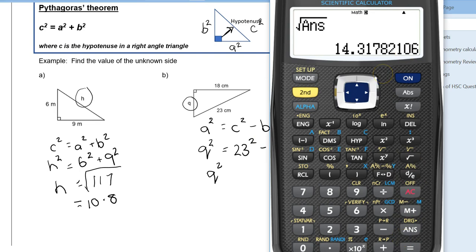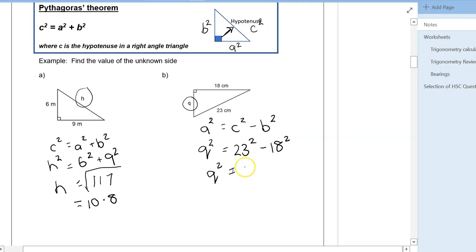And I square rooted it because I got ahead of myself. So it's q squared equals 205. So square root, you get q, which is 14.3 centimetres.